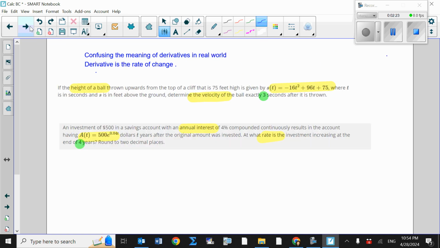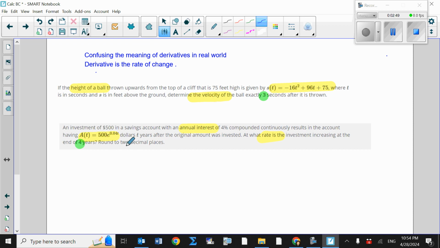Confusing the meaning of derivatives in the real world is another example. In this example, the height of a ball is given using this formula, and they need to find the velocity after 3 seconds. They simply plug 3 into this equation. They need to know that velocity is basically the derivative. So they need to find the derivative and then plug in 3.